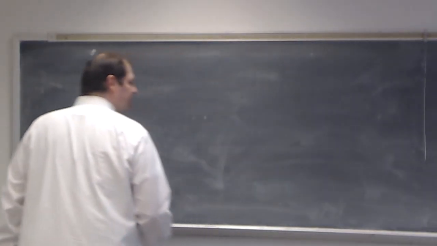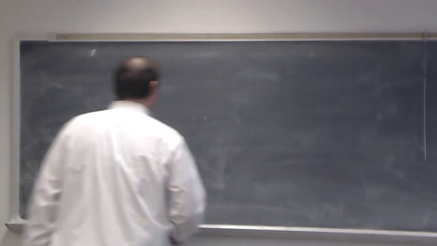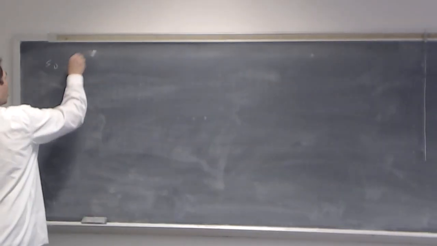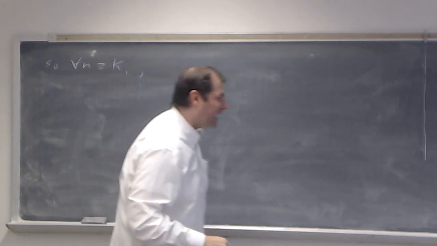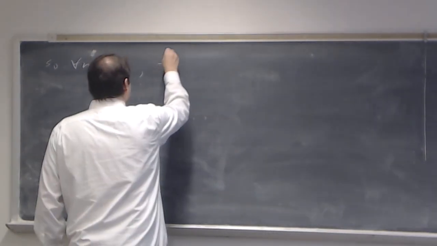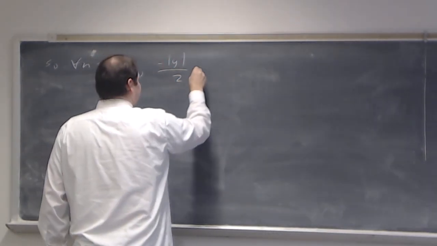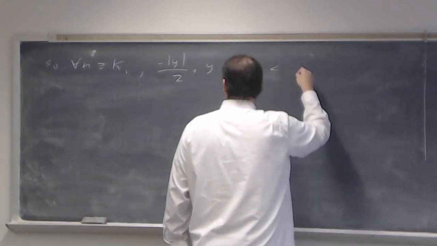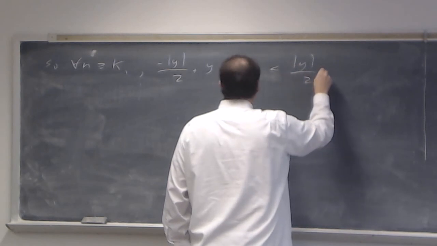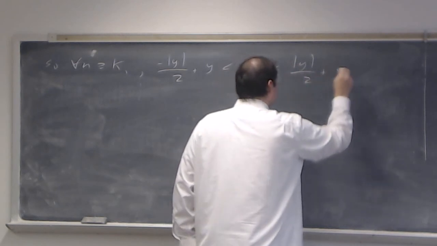So if I solve for y sub n, I would add y to both sides. So for all n bigger than or equal to k sub 1, if I add y to both sides, I get minus the absolute value of y over 2, I'll write it this way, plus y is less than y sub n, which is less than the absolute value of y over 2 plus y.